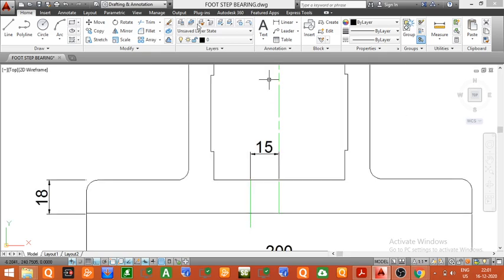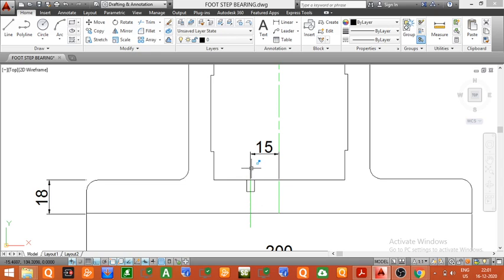So I am zooming here. In order to draw the hole, the diameter is equal to 4 mm. So from this center you have to take 2 mm on the left side, and from the same center you have to take 2 mm on the right hand side. Now we will take the distance, and the height of the hole is equal to 6 mm. So we will mark a distance of 6 mm in vertically downward direction. So finally we have drawn the hole.